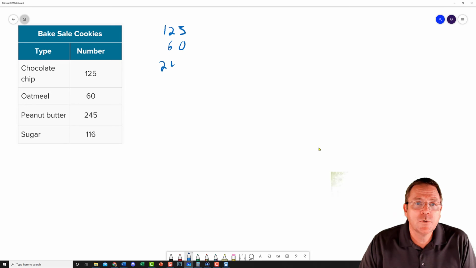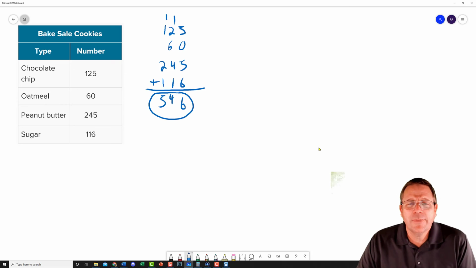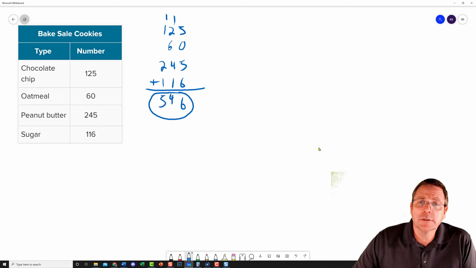Anyhow, moving forward. Peanut butter cookies, 245, and sugar cookies, 116. Add those numbers together. That's going to give me 16, carry the 1. It's going to give me 10, 14, carry the 1. And that's going to give me 546 cookies. So that we're going to circle.